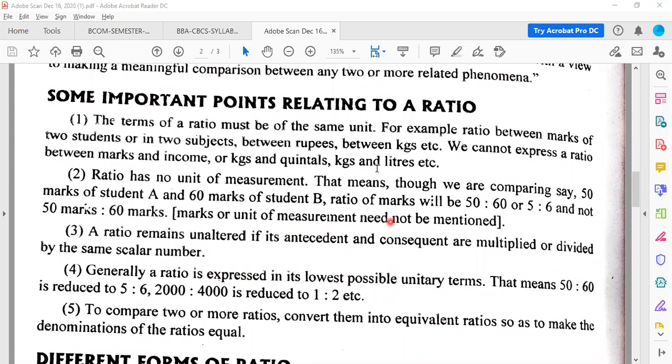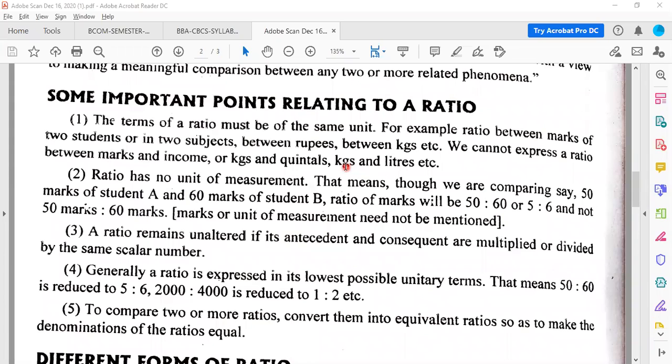Okay. Now, moving on, we have to understand a few important points before solving the problems. So, what are the points? The terms of the ratio must be of the same unit. That is what we have been learning from the definition. So, if you want to compare, it has to be marks of students between two students or between two subjects, or between two rupee amounts, or between kgs.